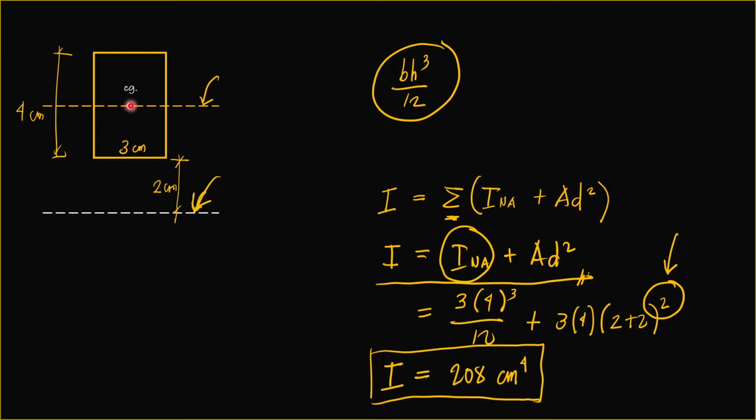Okay na, sir? Yes, sir. So that's how we get the value: 2 plus 2 raised to 2, and 4 here as the distance. So that answer is 208.